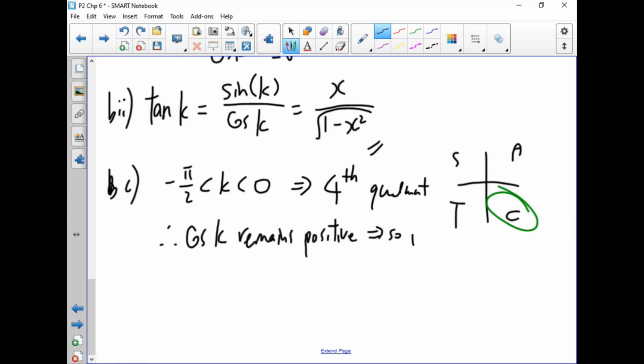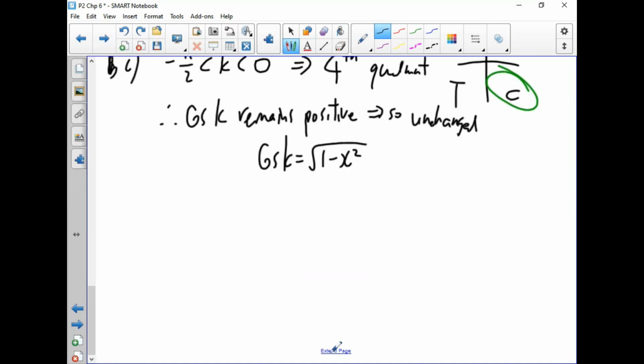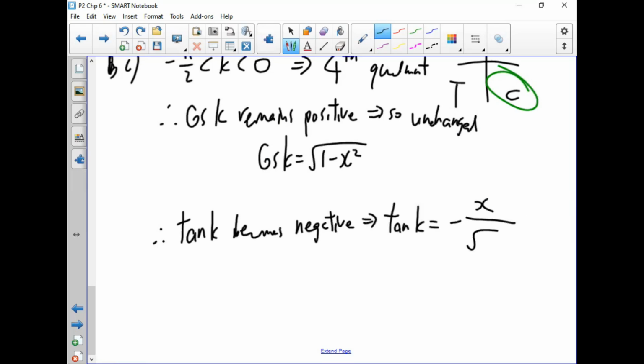So unchanged. So cos k is still square root of 1 minus x squared. But tan k becomes negative. Therefore, tan k now equals negative x over square root of 1 minus x squared. And that's the answer. And here comes the last exam practice.